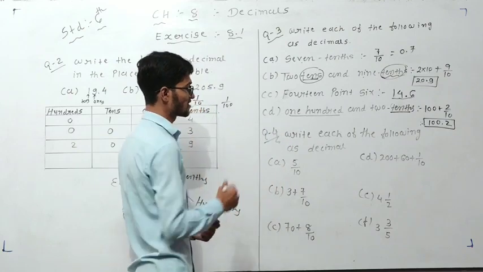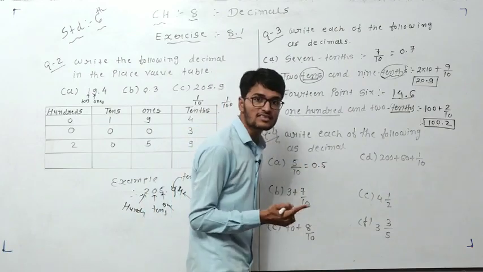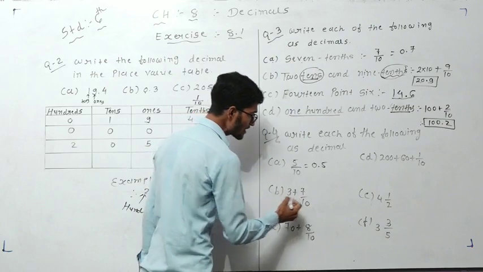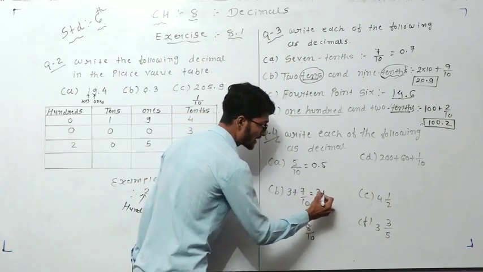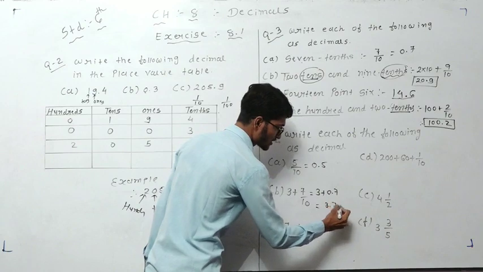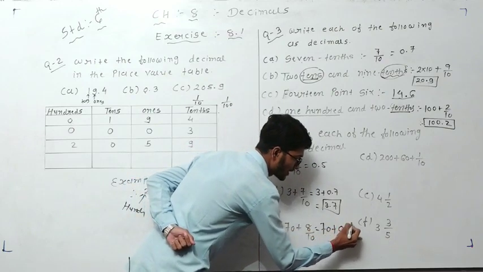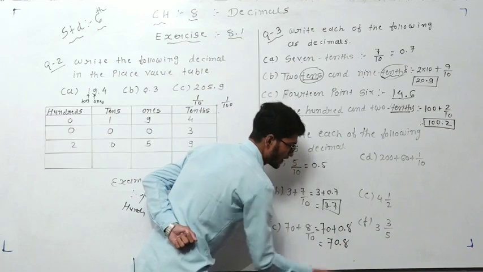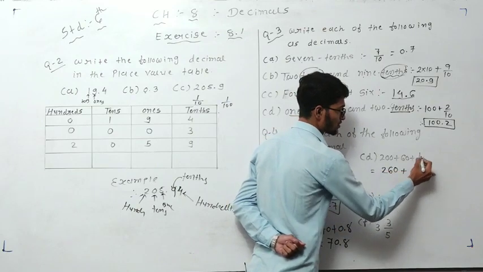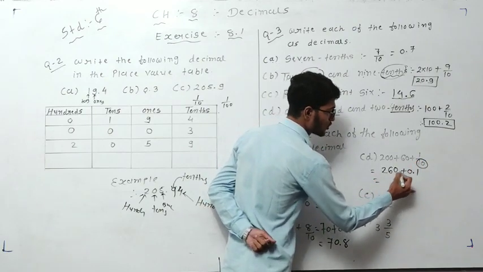Write each of the following as a decimal. Here is 5 by 10, which means 0.5, and it's called tenths. Why? Because it is divided by 10. Divided by 10 means tenths. So tenths means 0.5. Second one is 3 as it is, plus 7 by 10. 7 by 10 means 0.7. This one is also tenths. So 3 plus 0.7 means 3.7. Right? 70 as it is, 8 by 10 means 0.8. 70 plus 0.8 means 70.8. This one is a decimal. Here 200 plus 60 means 260, plus 1 by 10 means 0.1. 1 by 10 means tenths. So 260 plus 0.1 means 260.1.